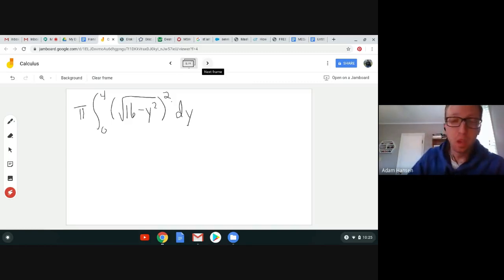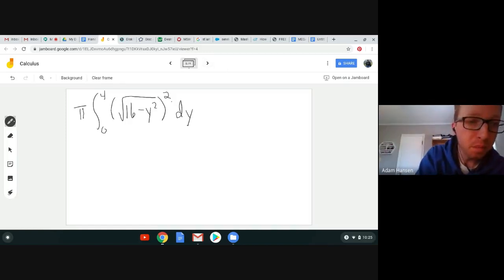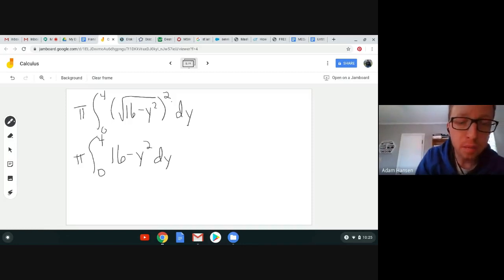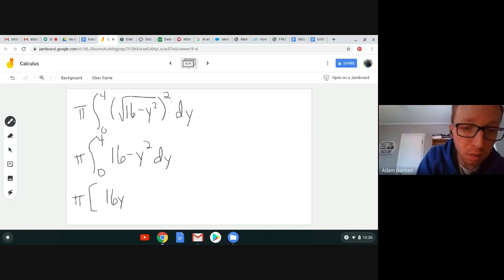Okay. Let's proceed then. Pi times the definite integral from 0 to 4. If I square a square root, that leaves me 16 minus y squared, dy. Finding the antiderivative, pi times 16y minus y to the third over 3, or 1/3 y cubed, between 0 and 4.